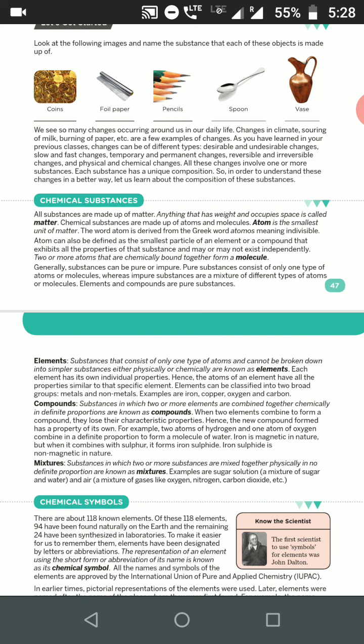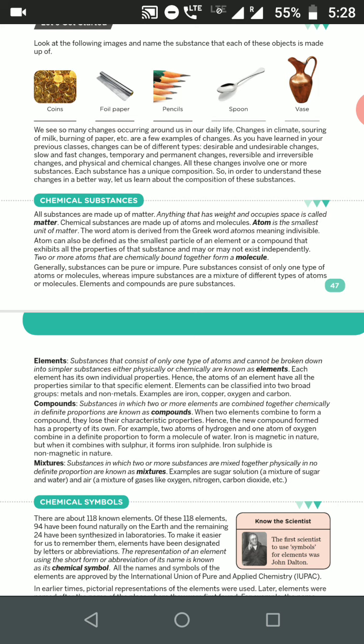Next, when two elements combine to form a compound, they lose their characteristic properties and hence the new compound will have different properties. See, if I take hydrogen atom and oxygen atom and make them combine to form water, the properties of hydrogen and oxygen are different. When they combine, you will get water with different properties, but not the same properties of hydrogen and oxygen. Examples of compounds I have told: H2O, CO2, NaCl.